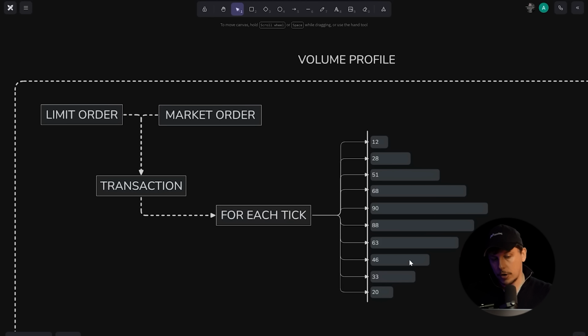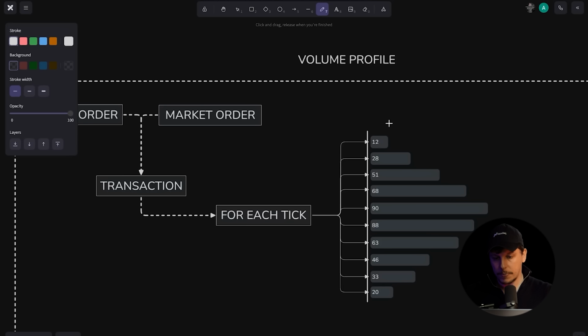Now let's go through the volume profile. Every time a limit order is matched with a market order, we have a transaction. Every successful transaction we can visualize in a way that is distributed for each tick, and what comes out from this point of view is this distribution. This distribution is the volume profile.